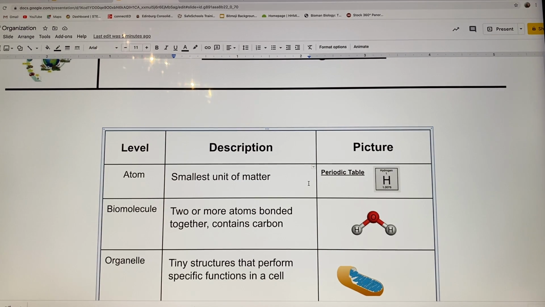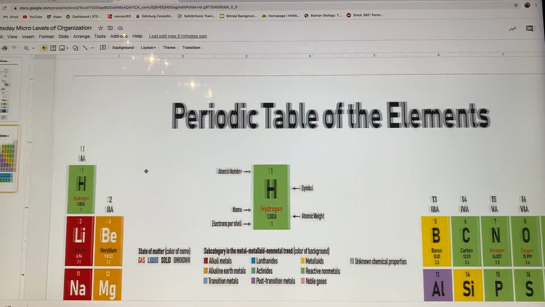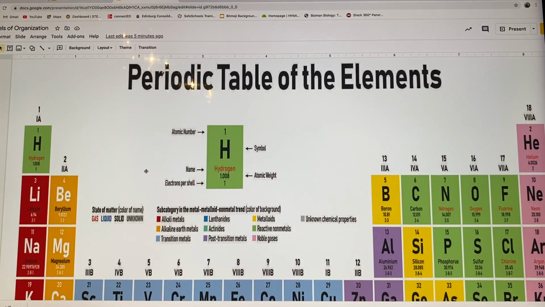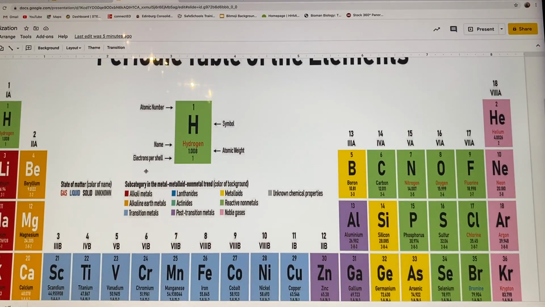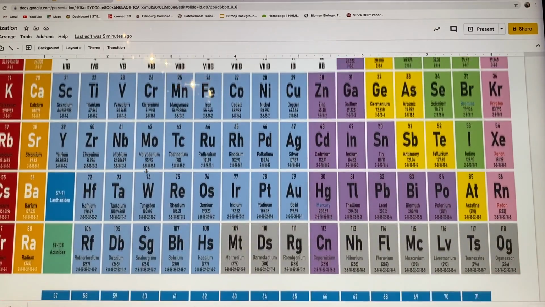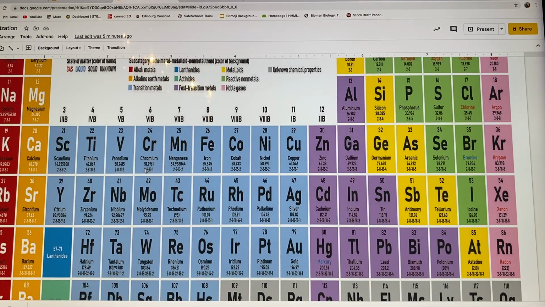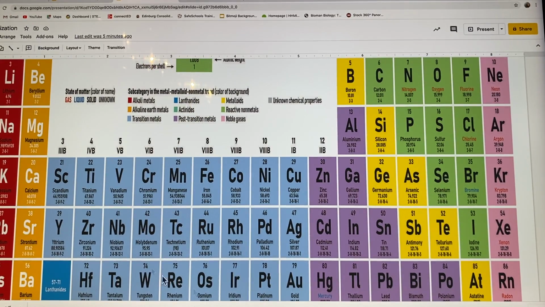Now you may be wondering, where do you find these? We can find them on the periodic table of elements. These are all the elements known to man on this earth, and they're all grouped together. The metals are all right here in this area, and then there are the gases, which are over here. All these are the gases.